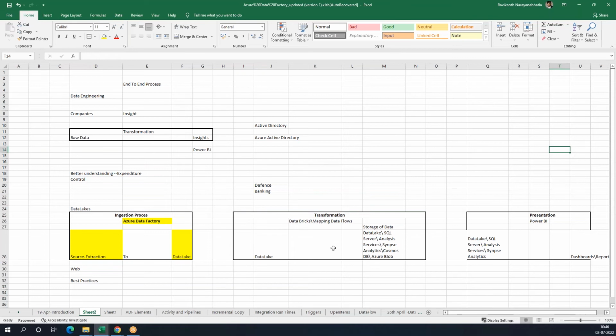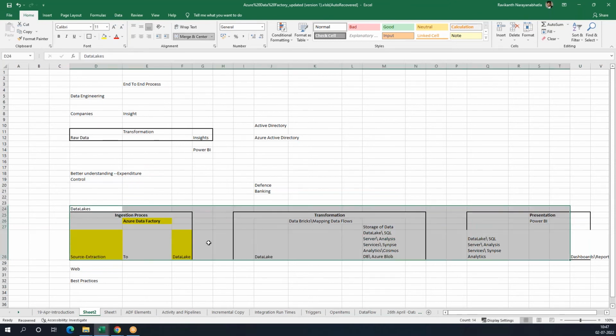Okay, so the transformations can also happen within the SQL Server, and the orchestrator would be the Azure Data Factory. And finally, the data that you have, you might have to present into reporting and dashboards. So this is an end-to-end process that a data engineer should be capable of understanding, as well as maintaining.